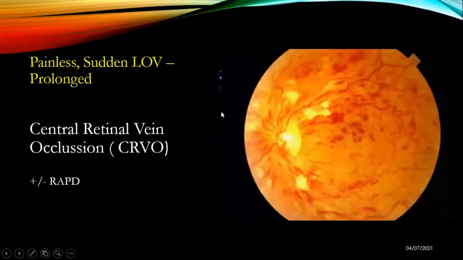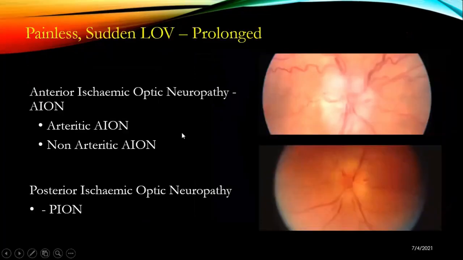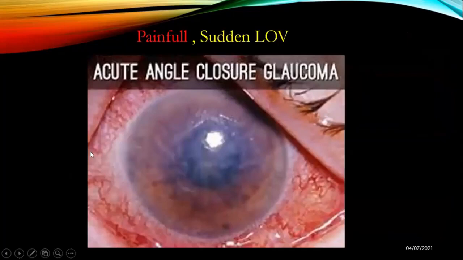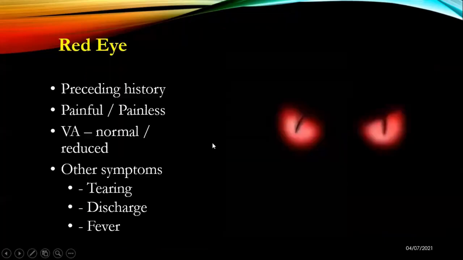And again, there's another cause for sudden loss of vision, central retinal artery occlusion, and other causes like anterior ischemic optic neuropathy, arteritic, non-arteritic, posterior ischemic. All these are causes for sudden and profound loss of vision. Optic neuritis and cortical visual impairment. And this is a cause for painful sudden loss of vision. As I said earlier, acute angle closure glaucoma, patient coming with severe pain, congested eye, hazy cornea. So just do a torch examination, and if you suspect, refer the patient to our unit.